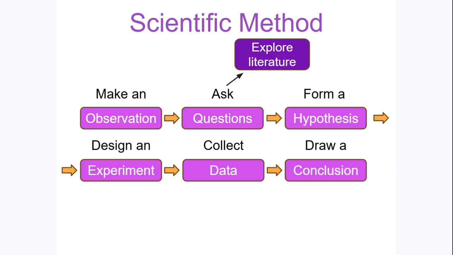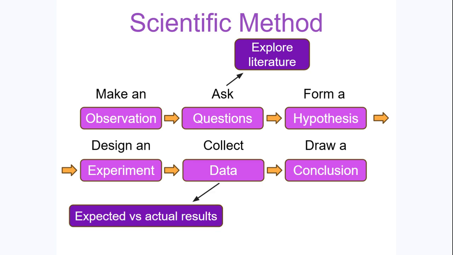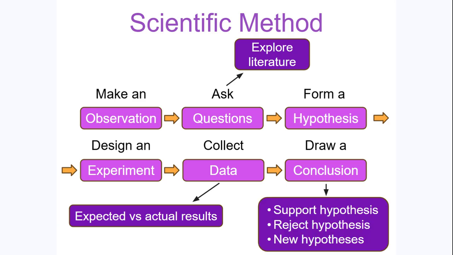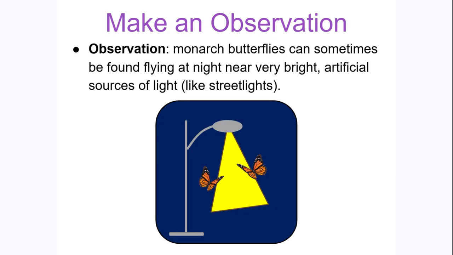From there, you will form a hypothesis, and we'll go into deep detail about how to do that, design an experiment, collect data, and draw a conclusion. How to collect data? Well, you have to understand what the expected versus actual results are and how to draw a conclusion from that. We will say we support the hypothesis, we reject the hypothesis, or we will form a new hypothesis and start all over again.